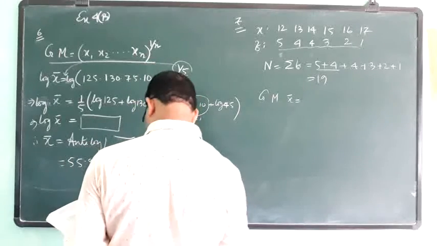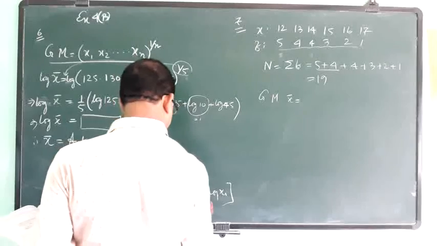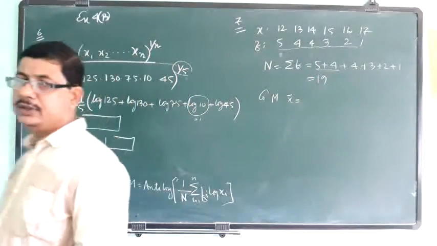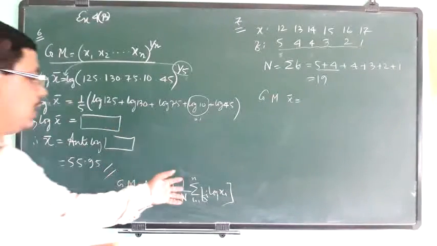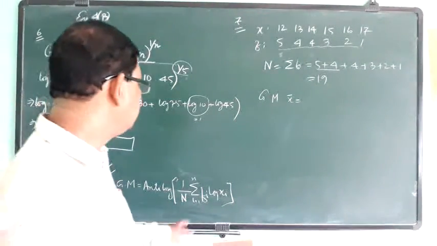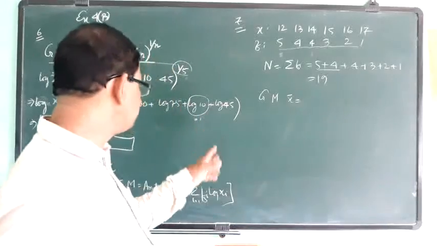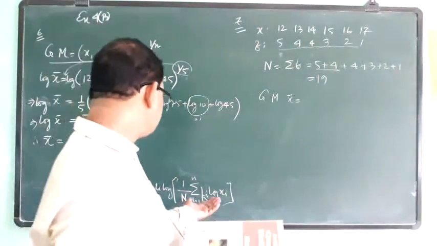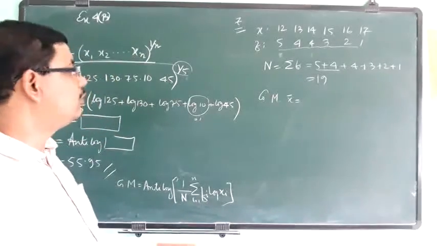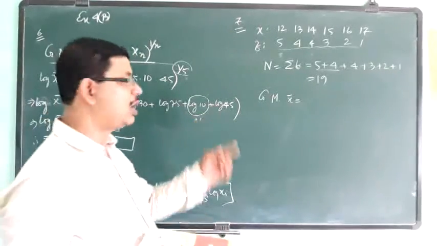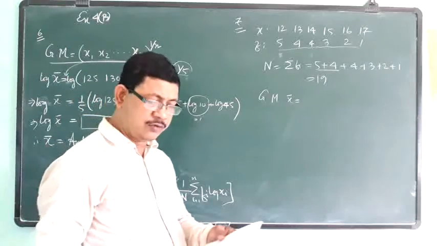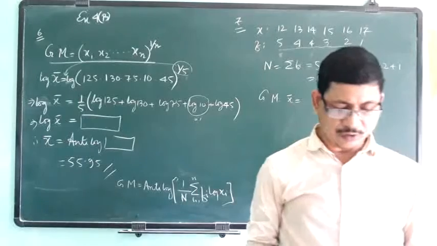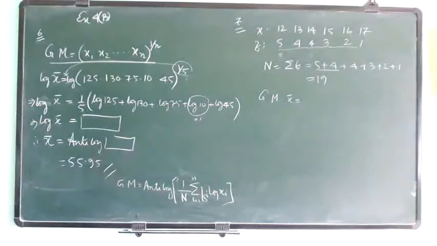Here students, if you concentrate on this term, that xi means, suppose here xi's are 12, 13, 14, 15, 16, 17. For every term you have to take the log. After that, you have to multiply these log values with the corresponding f1, f2, f3. Taking the total of all these, you then have to divide by the sum of all the frequencies. Then only you get the value. So you have to remember this is called grouped data.